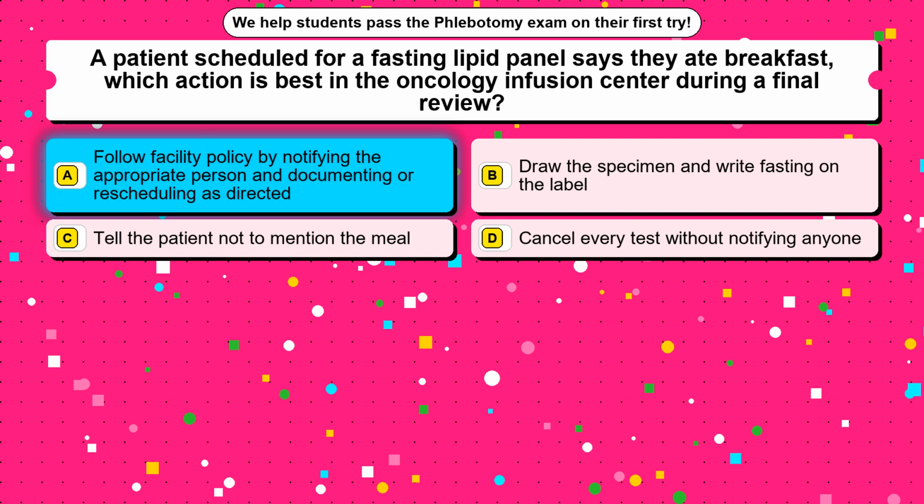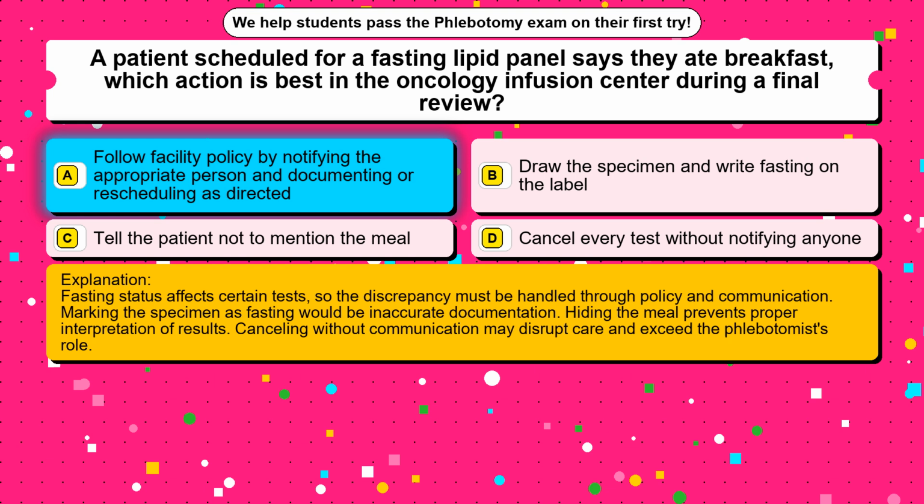Follow facility policy by notifying the appropriate person and documenting or rescheduling as directed. Fasting status affects certain tests, so the discrepancy must be handled through policy and communication. Marking the specimen as fasting would be inaccurate documentation. Hiding the meal prevents proper interpretation of results. Canceling without communication may disrupt care and exceed the phlebotomist's role.